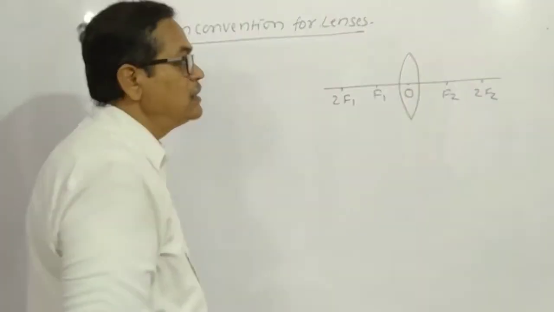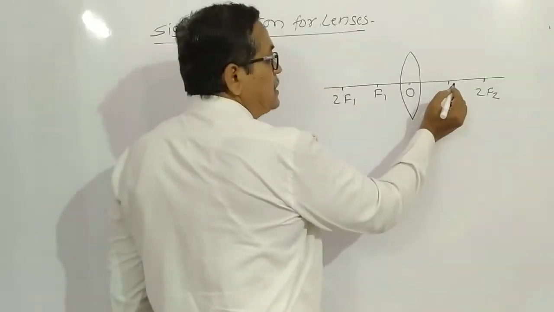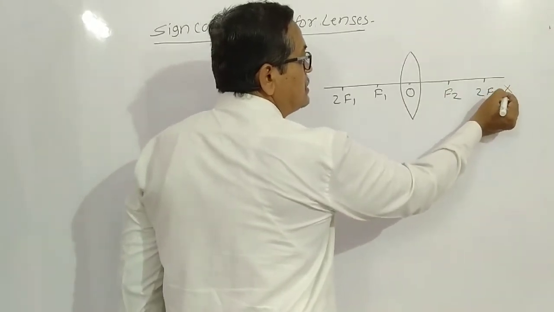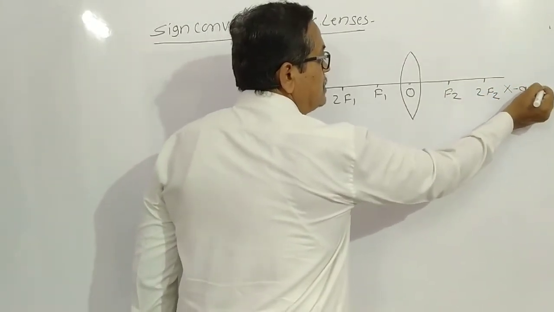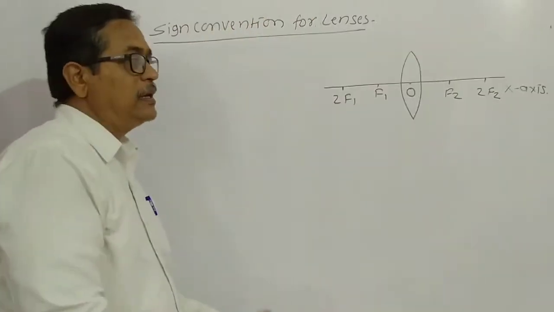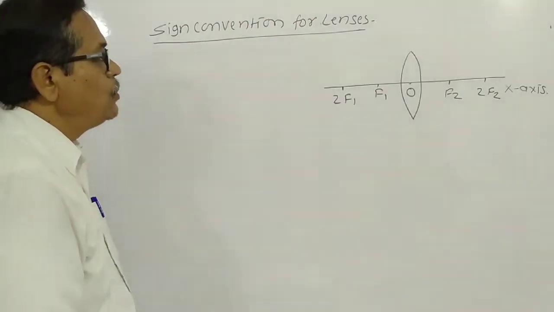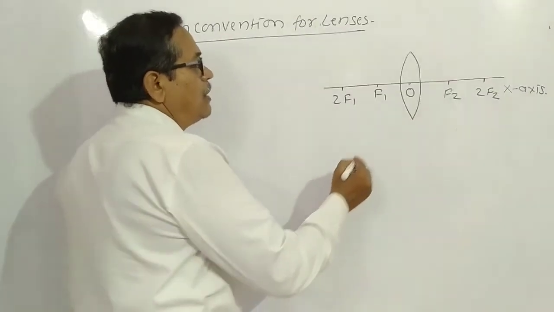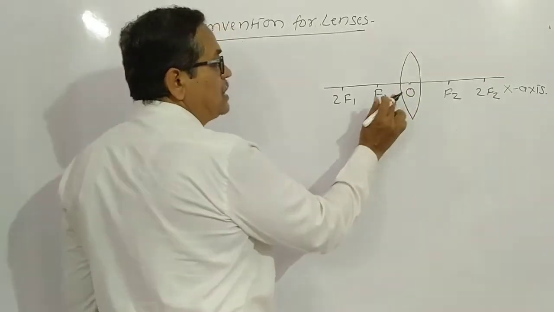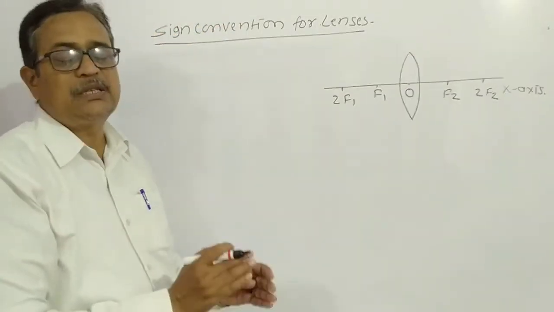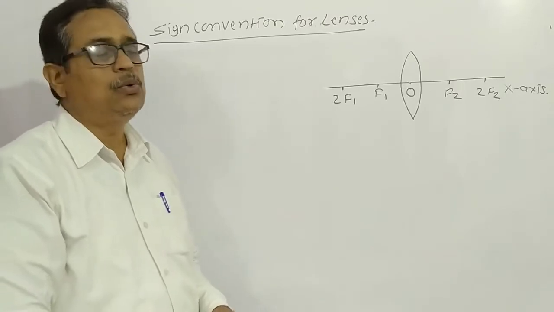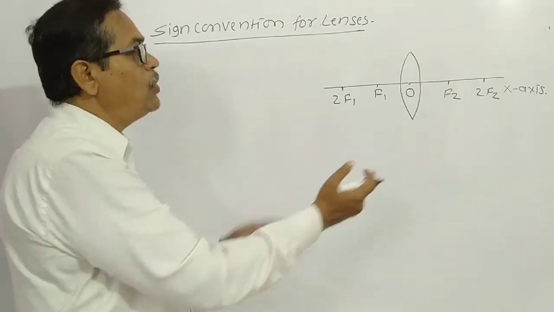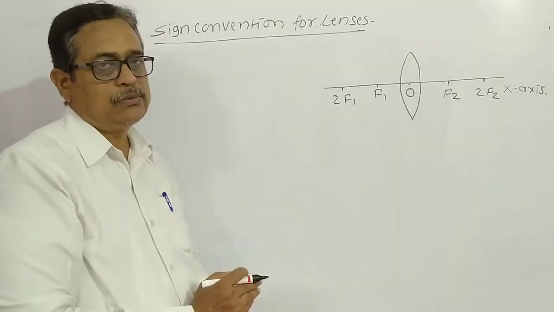Dear student, according to the sign convention for lenses, the optical center of the lens is taken as the origin and the principal axis is taken as the x axis. We can measure all the distances on the principal axis from the optical center O to the right side of O and to the left side of O.